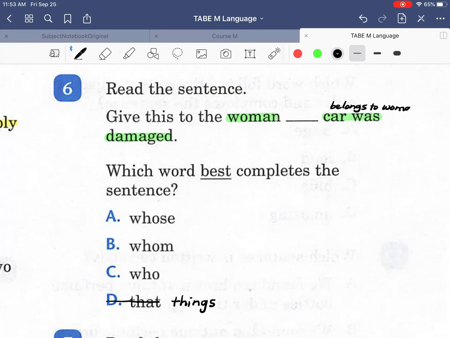That's a possessive. You could say woman's car. That's a whose. If there's ownership in your sentence, this one is probably the choice you need. Give this to the woman whose car was damaged.